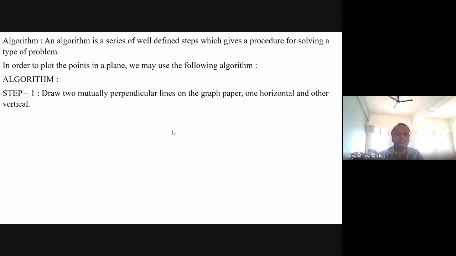We follow these steps. First of all, we have to draw two mutually perpendicular lines on the graph paper. I will show you one by one, step by step. I will show you, my dear children. Don't worry about this.